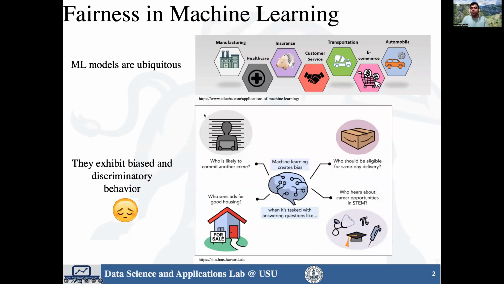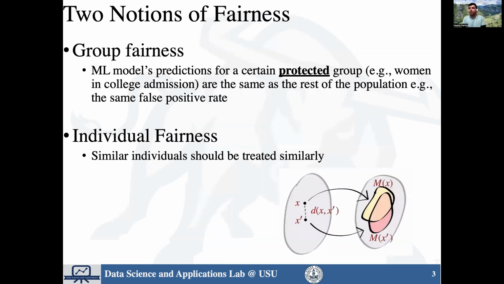Machine learning models are ubiquitous and they are used in various domains, such as manufacturing, healthcare, insurance, and so on. While their performance has been celebrated, it has been shown that machine learning models exhibit bias and discriminatory behavior. For example, in the case of that famous application that determines if someone will commit a crime again, it has been shown that the model is very discriminatory against African Americans. Given this, there has been lots of effort to improve the fairness of machine learning models.